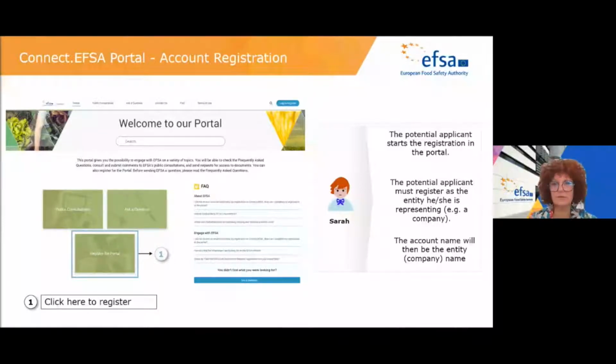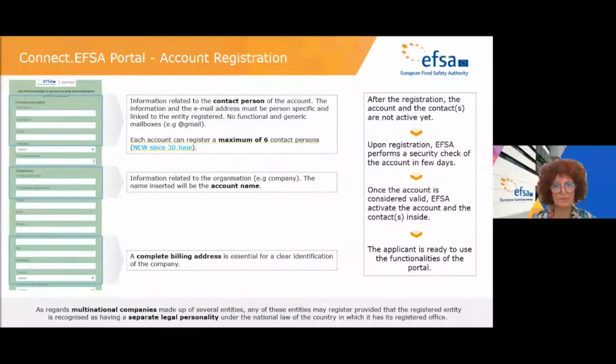Here you are asked, as an applicant, to register as an entity. So it's the legal entity of the organization which is asked to be registered, and then the account name. If we go to the next slide, we can see what we ask. So the organization is registered, and then you have a contact person. And the contact person is an individual person.